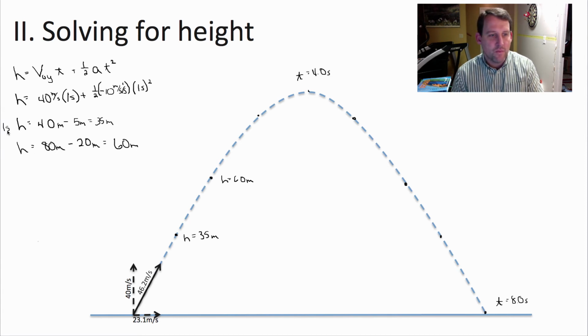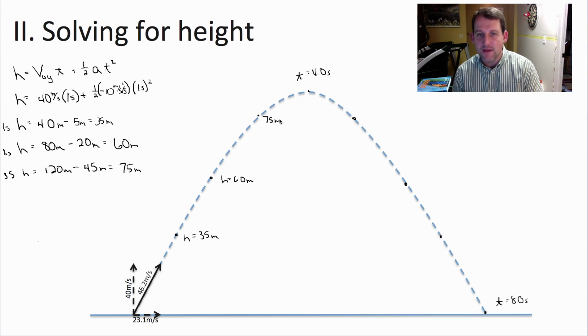And this is at 1 second, 2 seconds, 3 seconds. Height is equal to, in 3 seconds, it should be at 120 meters without gravity, minus the 45 that gravity changes, and that's going to equal 75 meters. Notice how it went up 35 meters, and then went up only 25 meters, and now it's going up 15 meters. It's going up less each time because it's slowing down.